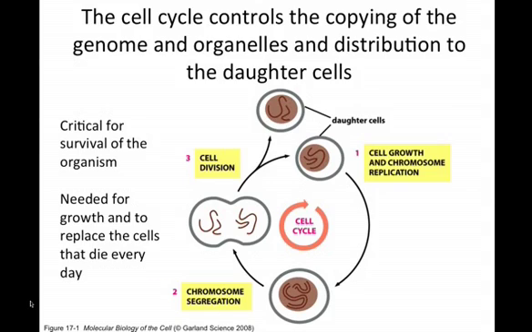Basically, its function is just to control copying of the genome and organelles, and then distributing it to the other cells. That's what you're doing over and over and over again. Right? You've got your genome, and then it gets copied during S phase, and then it gets separated into two different cells, and then the cells divide. Right? So S phase and then mitosis. And so obviously this is critical for survival of an organism because this is growth, right? And yeah, it's needed for growth and to replace cells that die every day.